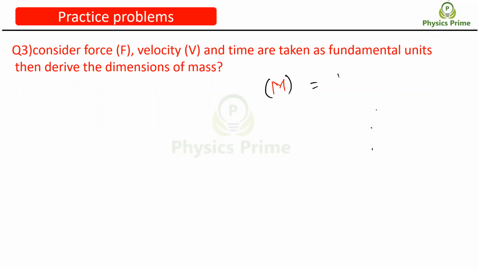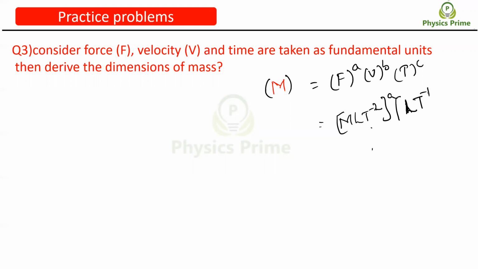M is equal to force power A, velocity power B, time power C. That is M L T power minus 2 power A, velocity M0 L1 T power minus 1 for B, T power minus 1 into B, then again T power C, right?